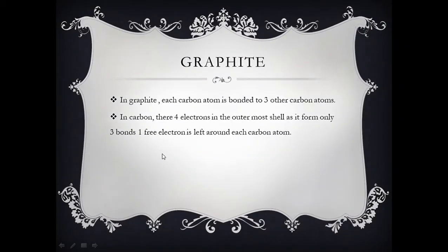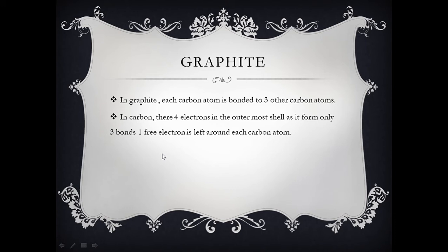Graphite. Now we're done with diamond. Now comes graphite, which is different from diamond. In graphite, each carbon atom is bonded to 3 carbon atoms. If in the exam you have a question to compare diamond and graphite, you could use this as a main point. In diamond, each carbon atom was bonded to 4 other carbon atoms, but in graphite, each carbon atom is bonded to 3 other carbon atoms.